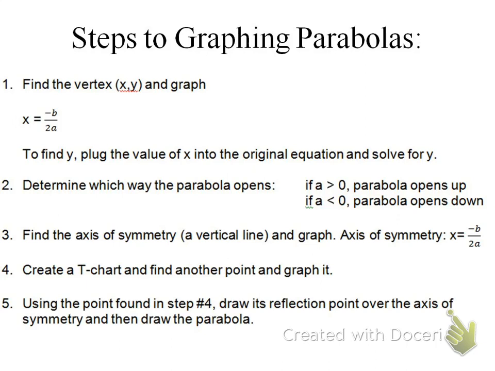Then you can determine which way the parabola opens. If a is positive, it opens up. If a is negative, it opens down. Similar to the absolute value equations we looked at, these will have an axis of symmetry. It's just through the x value of the vertex. Then we're going to make a t-chart, find a point, and then since it's symmetric, we can use that property to find another point. So it looks like a lot, but once you get going on these, they go pretty quickly.